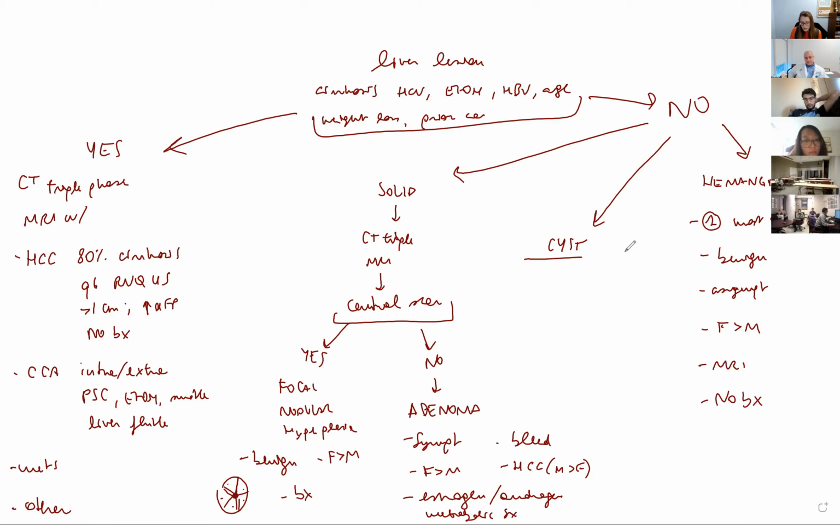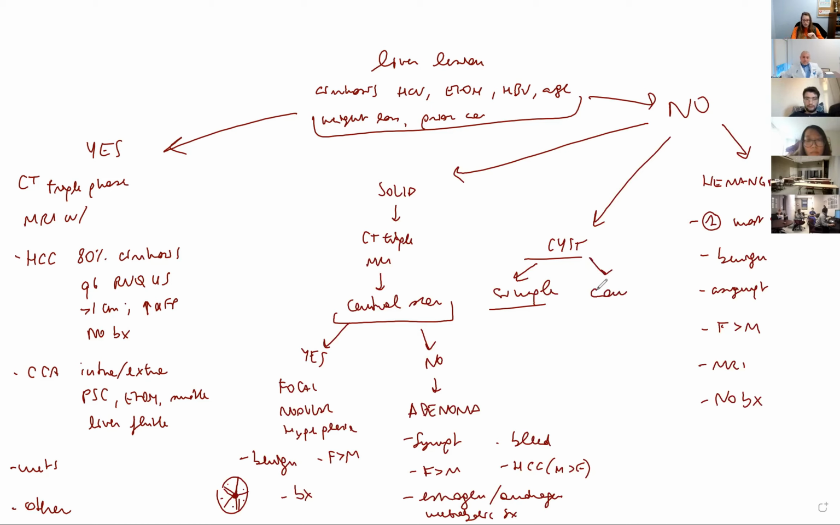Lastly, cysts. Ultrasound will help you a lot. As with any other organ, we always need to see if the cyst is a simple cyst, so there's no loculation or calcification, a very simple anechoic one. Then we're fine. Simple cysts do not need anything. They're benign, very frequent, usually asymptomatic. Unless they're huge and need drainage, there's nothing to do, and no follow-up.